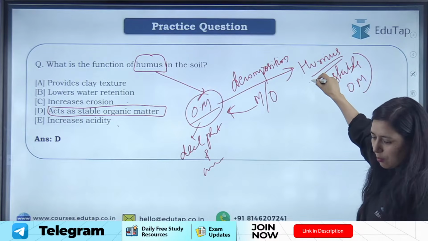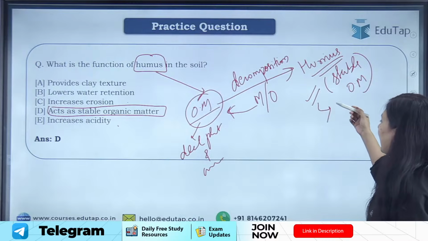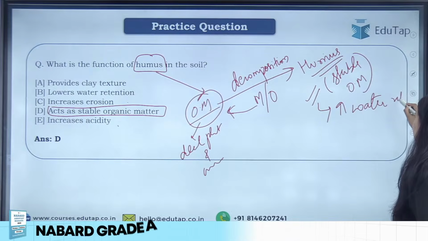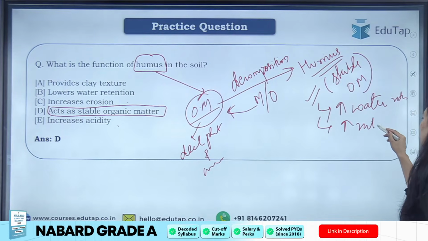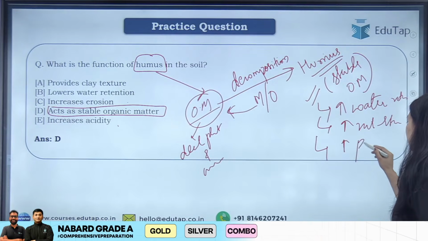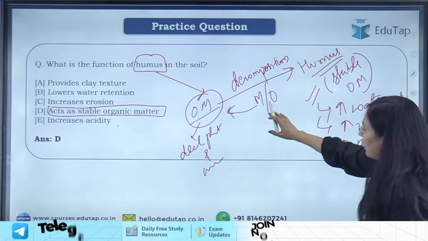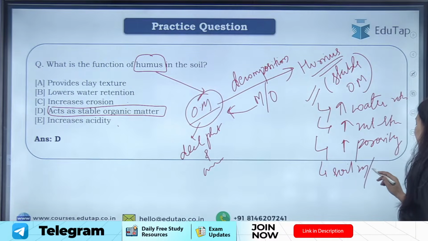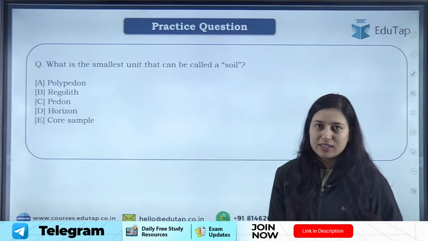Now this humus is important for your soil because it helps in so many things. It helps in increasing water retention. Okay, humus also helps in increasing the nutrient status of soil. Also it helps in increasing porosity. Also, if we have organic matter, your soil microorganisms will flourish. So humus basically acts as a stable organic matter, which is the right answer here.